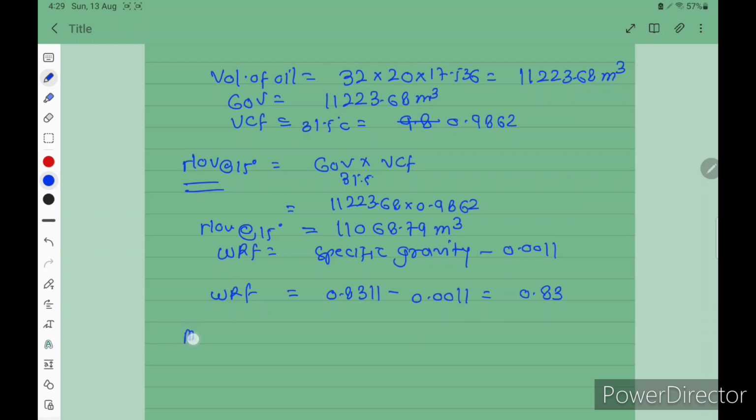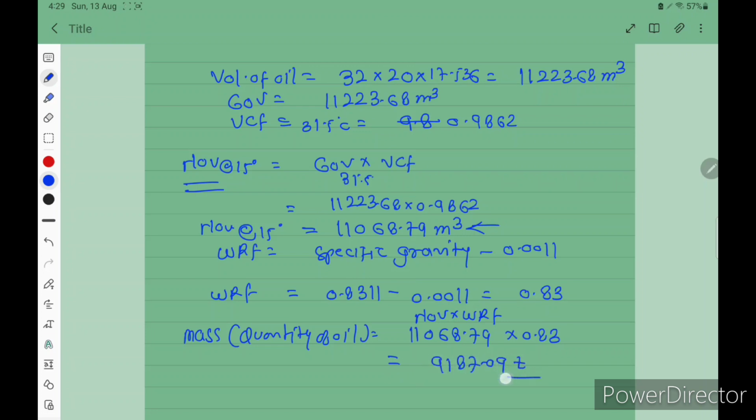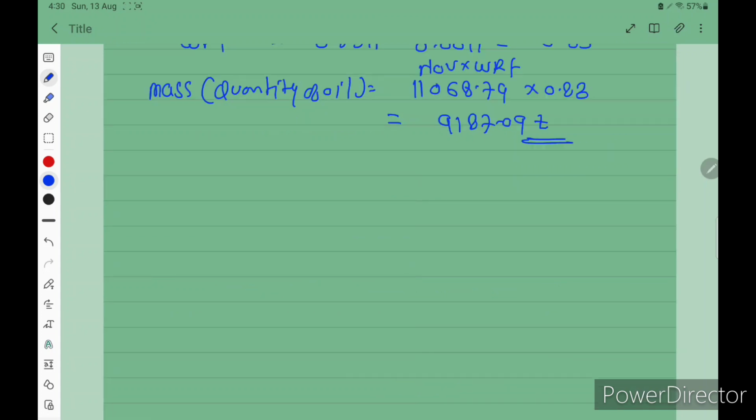So quantity, or you can say mass, or you can say quantity of oil, is equal to 11068.79, which is the net observed volume, into the weight reduction factor 0.83. So we get the value 9187.09 tons. It comes in tons. Now the first part of the question is clear. Now we are moving on to the second part of the question.